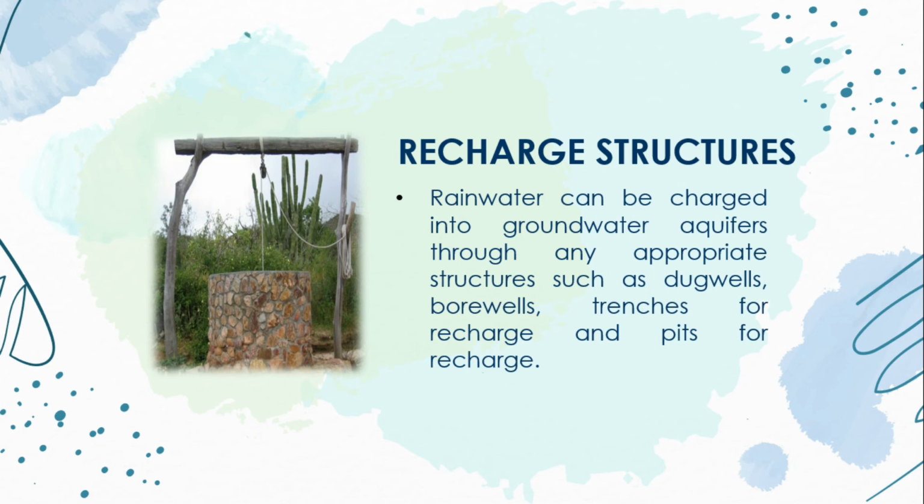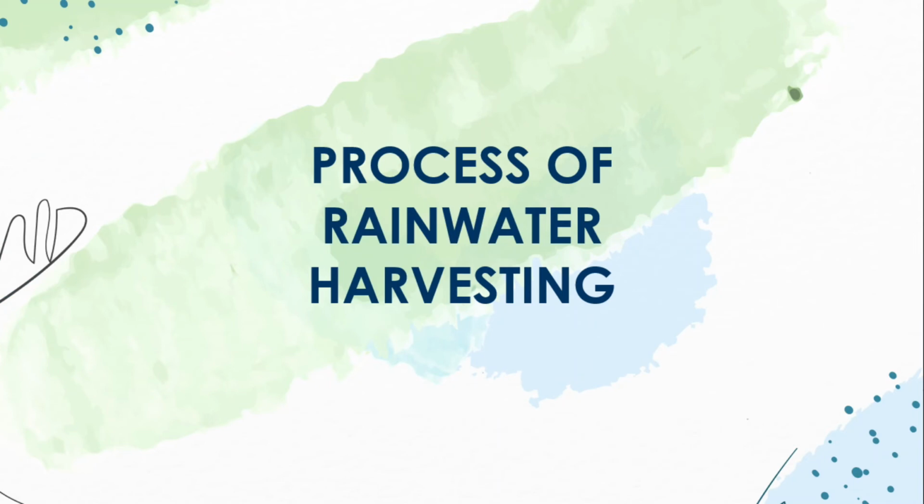Yung nasa picture is yung dug well, which leads water to higher depths from which it enters groundwater, while some recharge structures support water percolations only at shallower depths such as trenches. The next one are the different processes of rainwater harvesting.